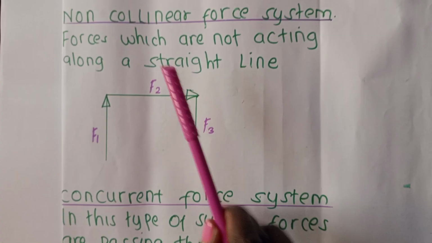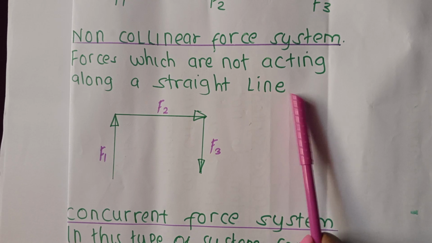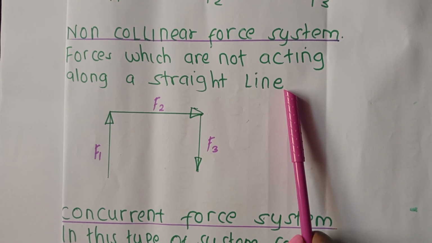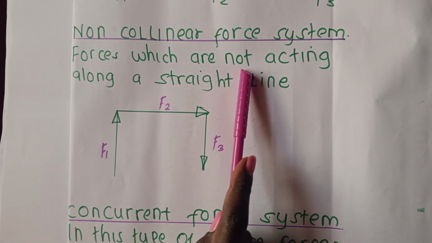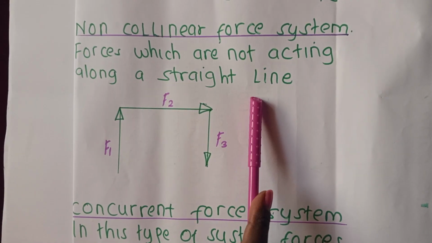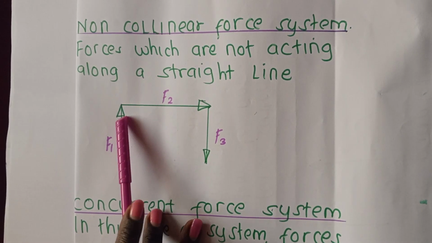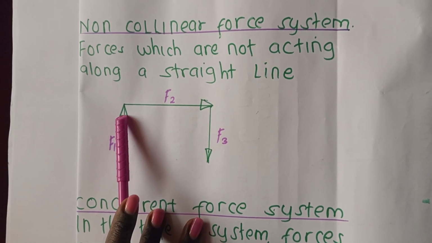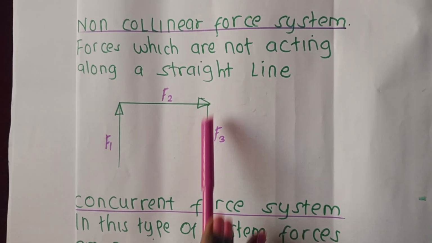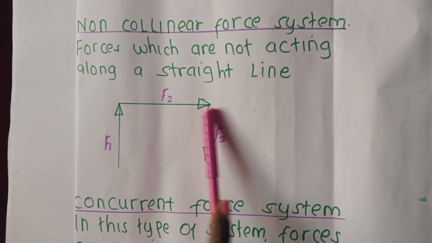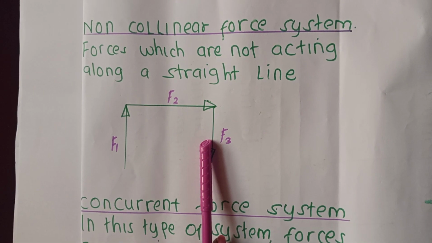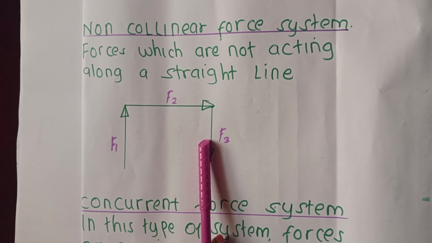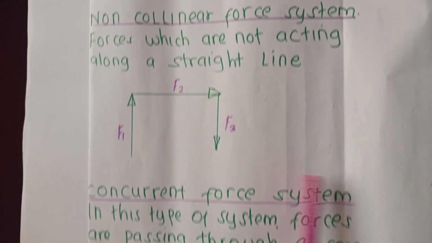Non-collinear force system is simply the opposite of collinear. In non-collinear, the forces are not acting along a straight line. You can see that the nose of this force is acting upwards, the other one is down, and force 2 is sideways. So you'll find that they are not in a straight line. We call it a non-collinear force system.